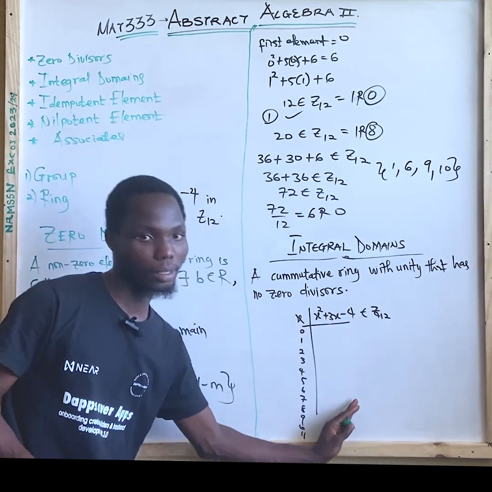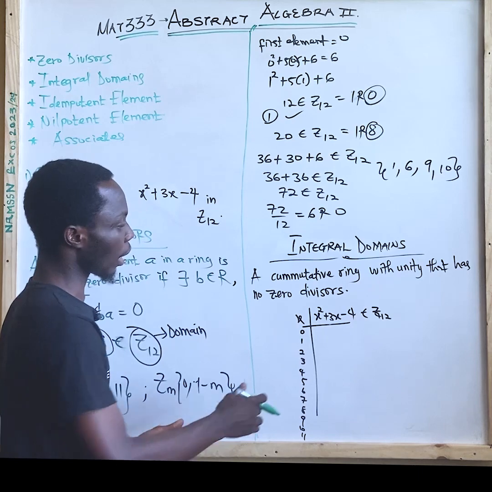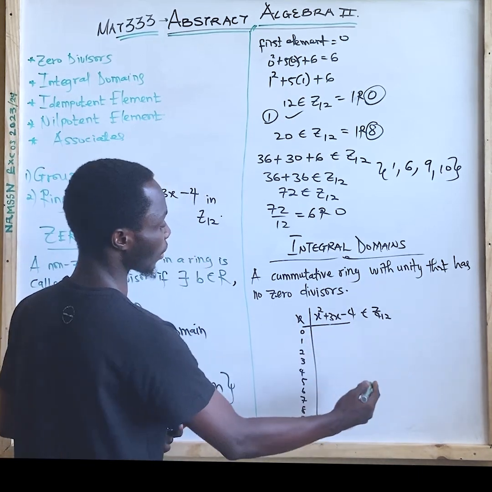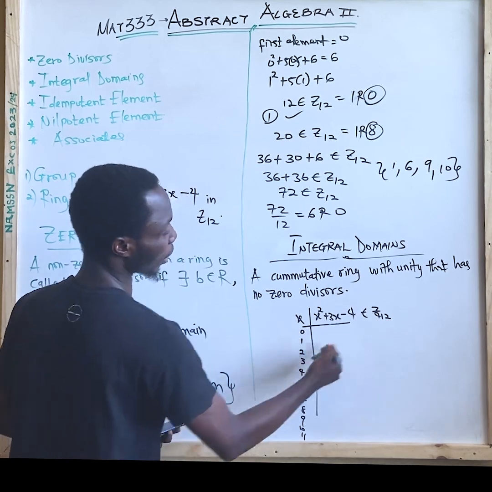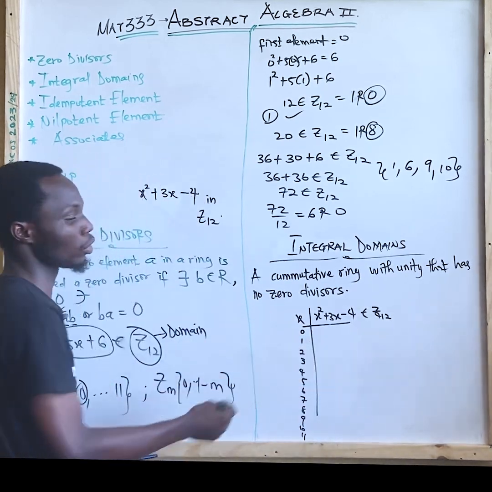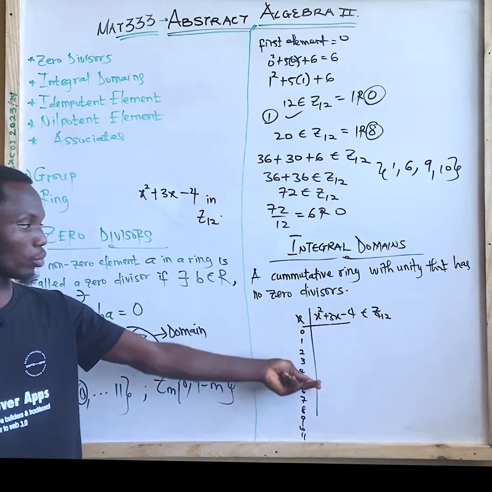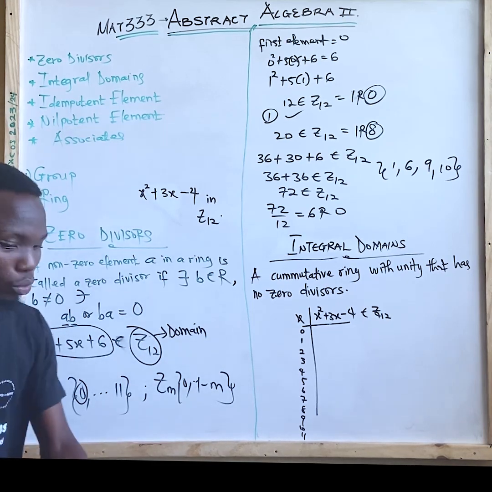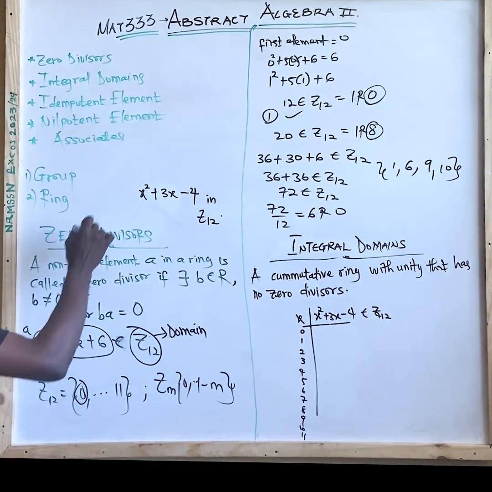Then you have answers here in tabular form. Then you can look at the ones that give you zeros on the right hand side. You check the values of x that are giving you 0 here. The values of x that give you 0 here are the zero divisors. So this is another way to do it in case you are given such a problem. Now this takes us to the next one.